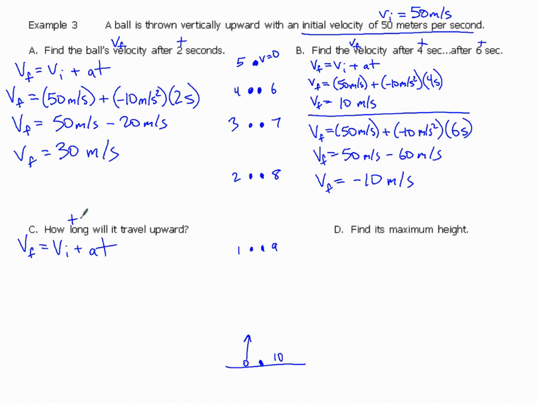So how long, we're talking about time, how long will it travel upward? We want to know t, and we know initial velocity is 50. We know acceleration is -10. Final velocity: so here's what happens. It's being thrown up, it's slowing down, slowing down, slowing down. At the very top, its velocity is 0. So for an instant in time, final velocity is 0. And that's how we can do this problem.